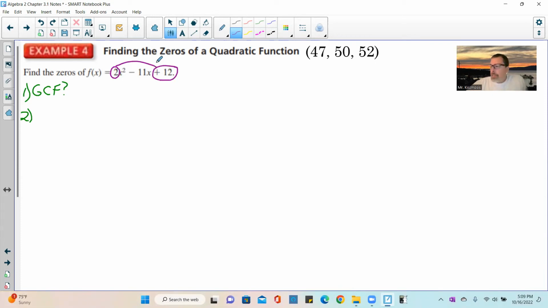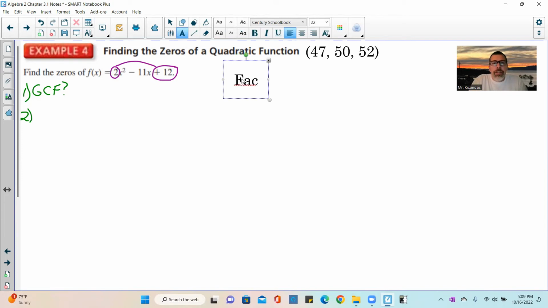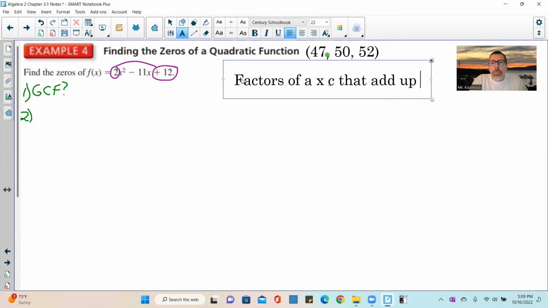And I'm going to give you my little saying like I did before, but in this case, it's slightly different. Factors of A first times C. I'm going to use an X. Factors of A times C that add up to B. Okay, so before we did factors of C that add up to B, but if A is not 1, then we're going to do factors of A times C that add up to B.